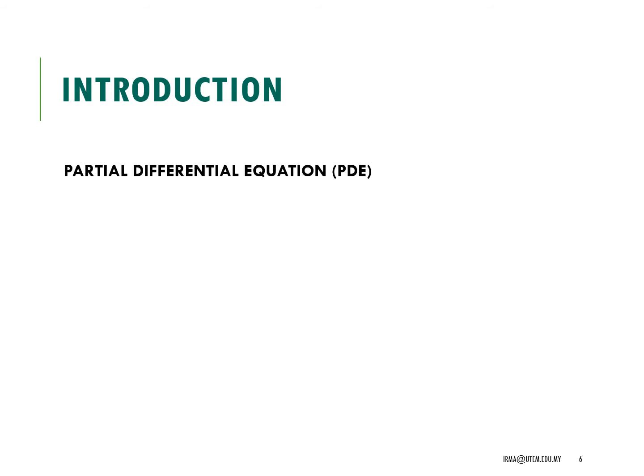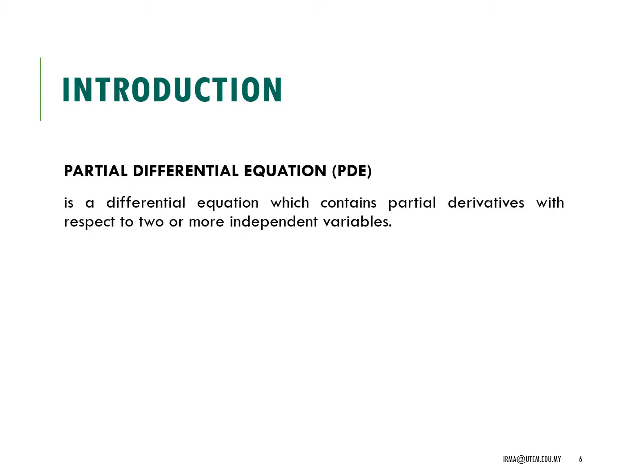Let's look at what a PDE is. A PDE is a differential equation which contains partial derivatives with respect to two or more independent variables. So for example, we have this. Sorry, I forgot to correct this one, it's actually second order. So you have del squared u over del x squared, and then we have del squared u over del x squared. These are examples of partial derivatives.